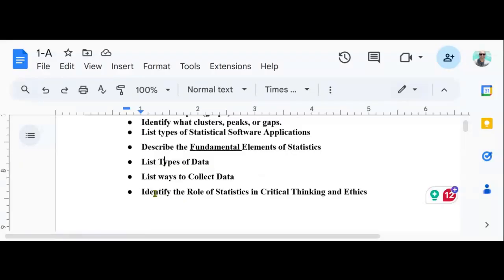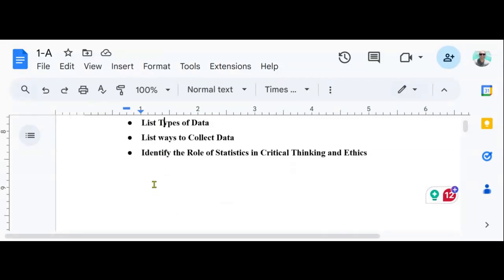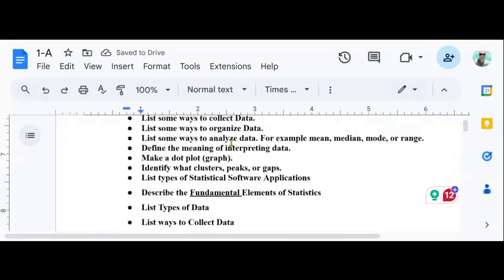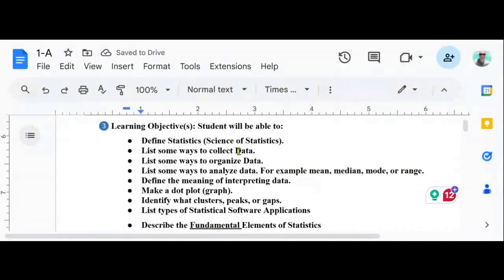Next, your turn. List ways to collect data. Yeah, how can we collect the data? Next. Identify the role of statistics in critical thinking and ethics. Very good. We're going to identify the role. Okay. So up to here is clear.